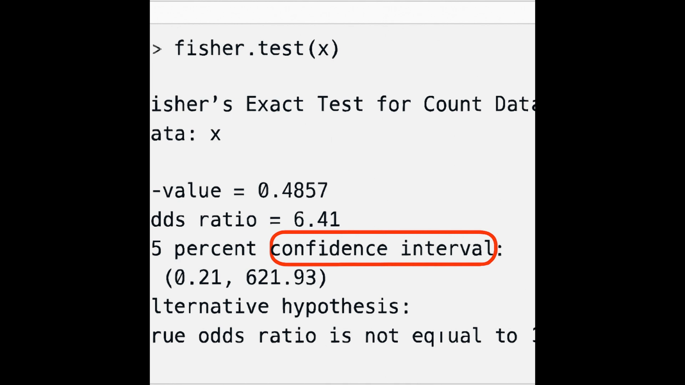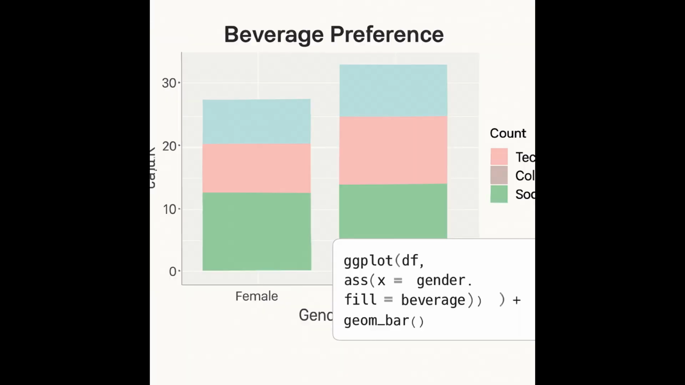When you run the fisher.test function, the p-value still comes out greater than 0.05. Although the odds ratio is calculated as 6.41, the confidence interval is extremely wide and includes 1. This means any difference between the two groups is not statistically clear.